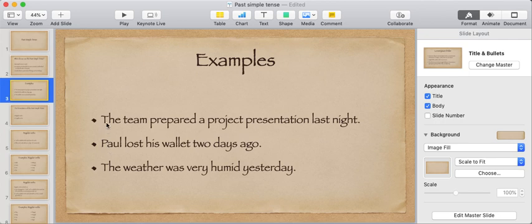So here you can see the first example: the team prepared the project presentation last night. So we talk about an action that happened last night. It happened and it's finished. The second one is that Paul lost his wallet 2 days ago. And right now he can't find it. His wallet is lost. And the third one: the weather was very humid yesterday. In this one, we talk about yesterday.